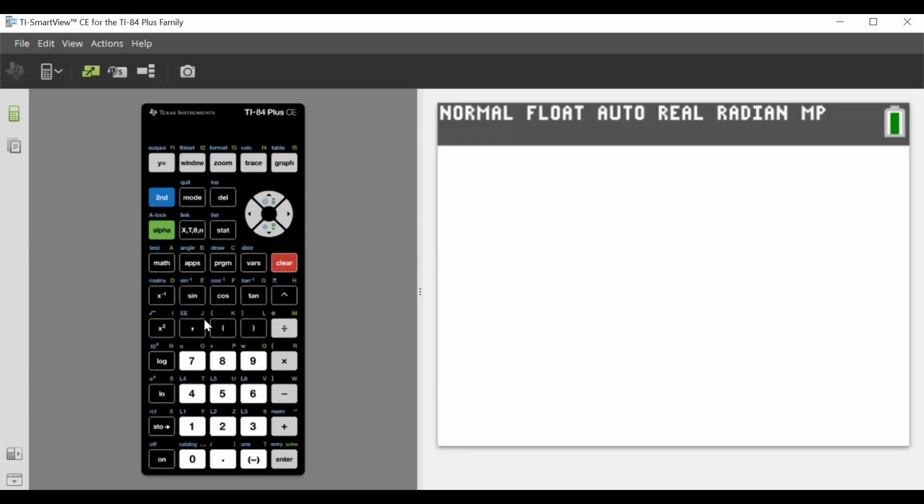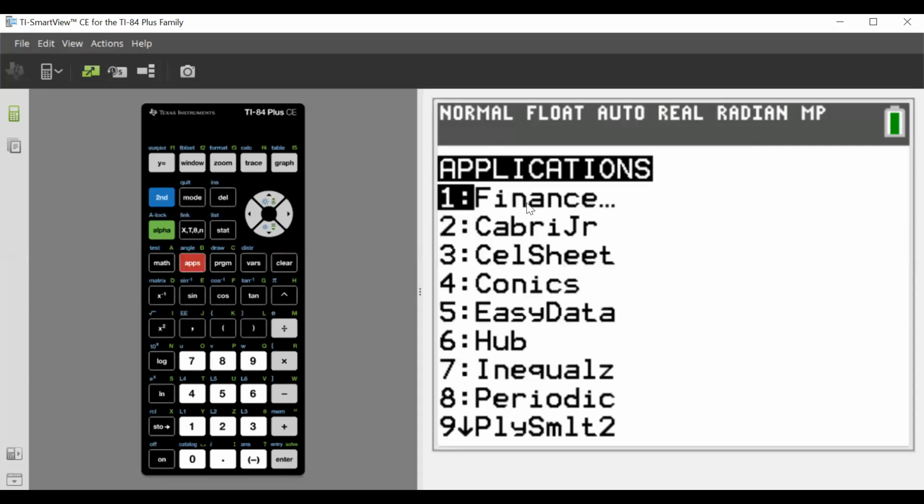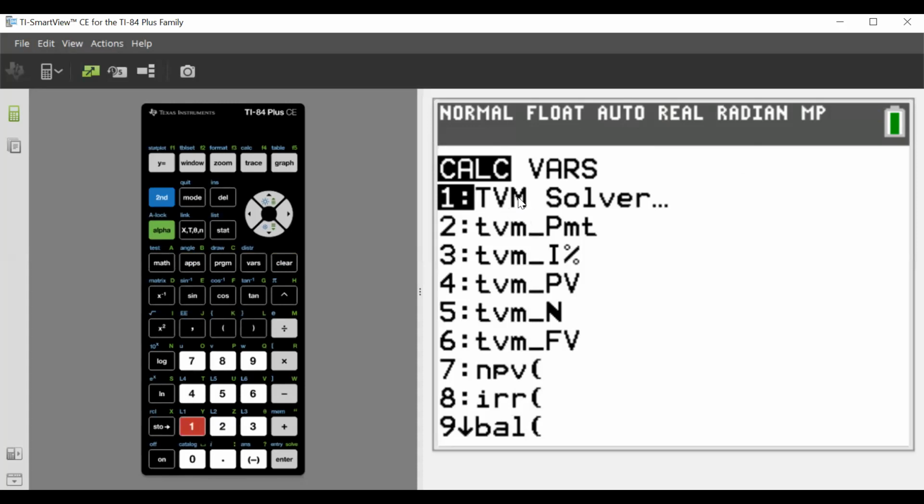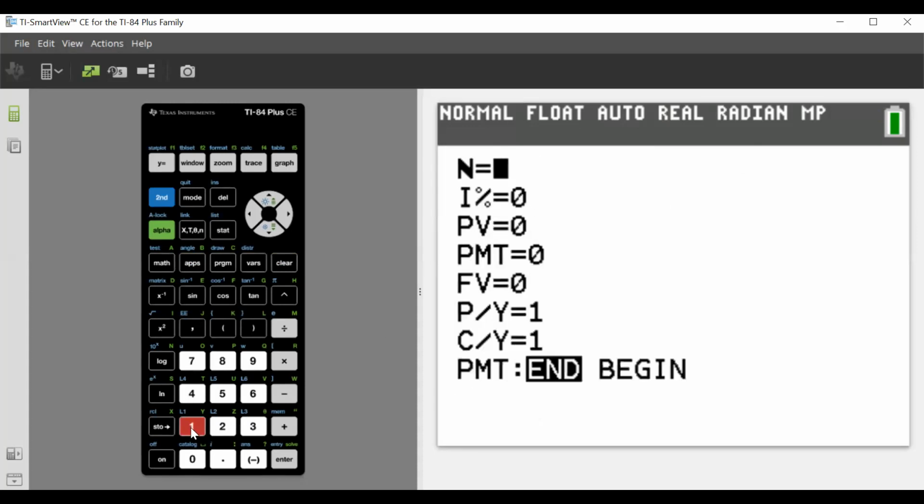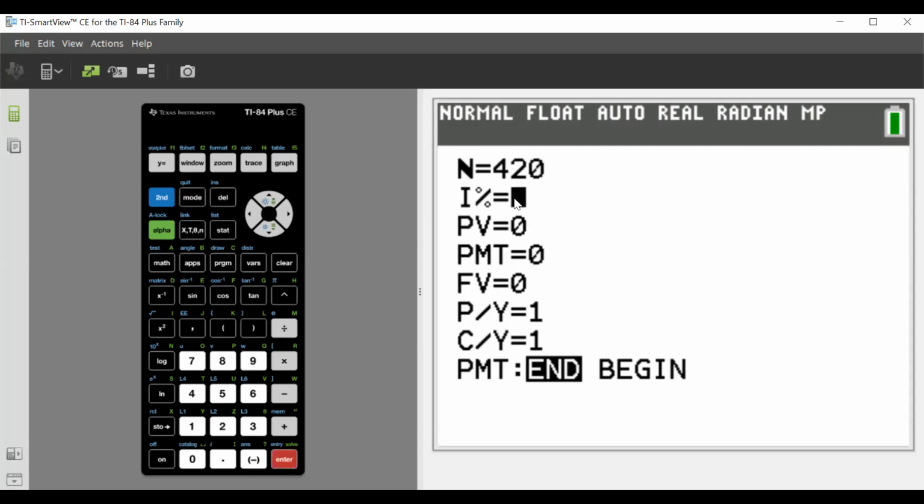And to do this problem, we're going to go over to apps. We're going to be doing financial stuff. So we'll click 1, and we're going to do this solver because we're going to solve for a specific thing. Now, for that problem, it said we were going to do this for 35 years and it's going to be monthly. So that's going to give us 12 times 35. I'm just going to have the calculator calculate how many times that is. So that's 420 times. Interest, they said, was 9.5%.